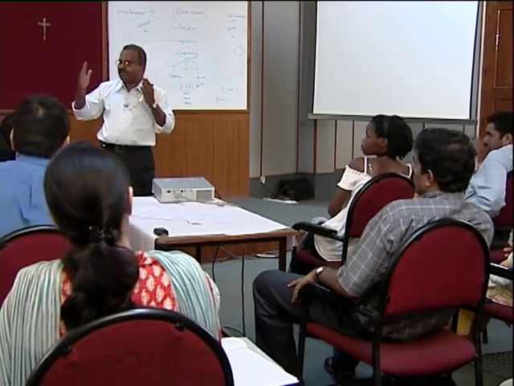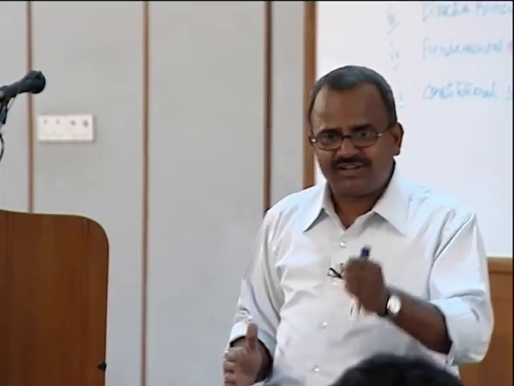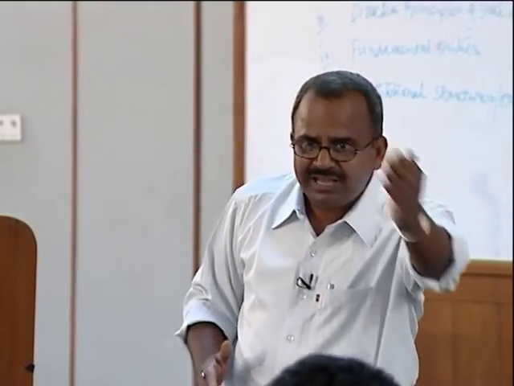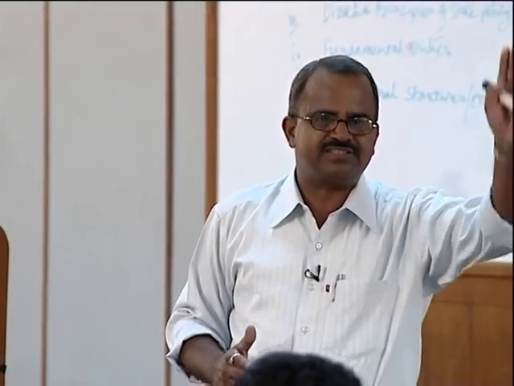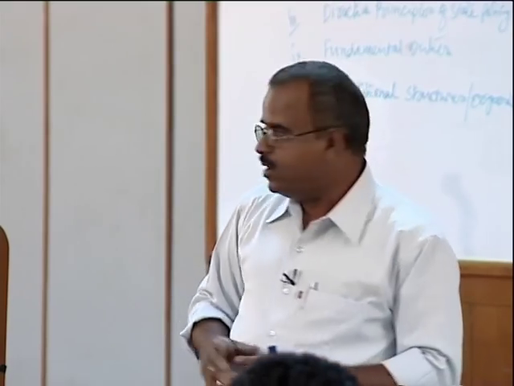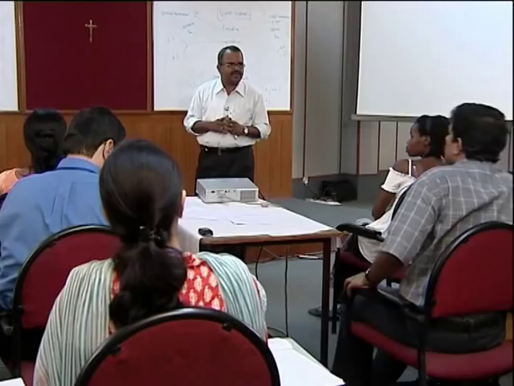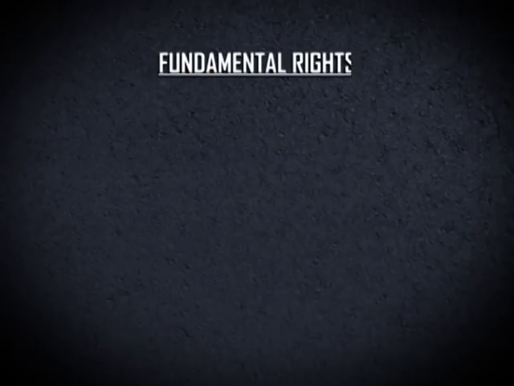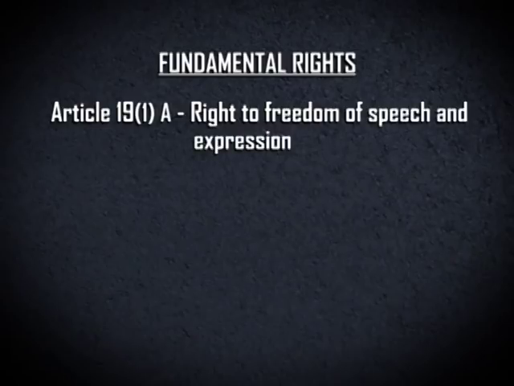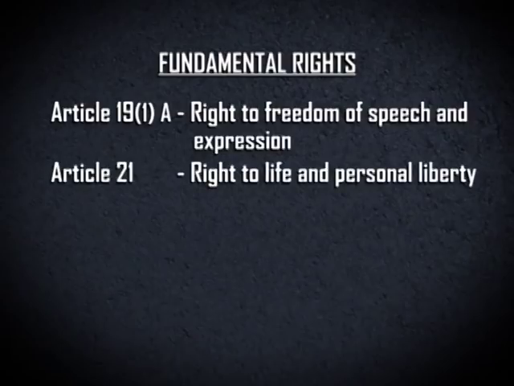Therefore, in a democratic form of government, it is fundamental that the rights of fundamental nature must be conferred on citizens and persons. That is how Part 3 of our Constitution of India identifies several fundamental rights, but I think most notable I would specifically mention. For instance, Article 19(1)(a), that is fundamental right to freedom of speech and expression. Article 21, right to life and personal liberty.